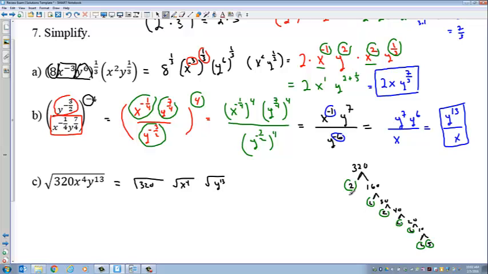Or if you want, there's 8 times 8 times 5. So this is really equal to the square root of 8 squared times 5. And you can check it on your calculator if you want. So you can take 8 squared times 5. You'll see you get back 320. And then x to the 4th is really x squared squared. And then the square root of y to the 13th is really y to the 6th squared times y.